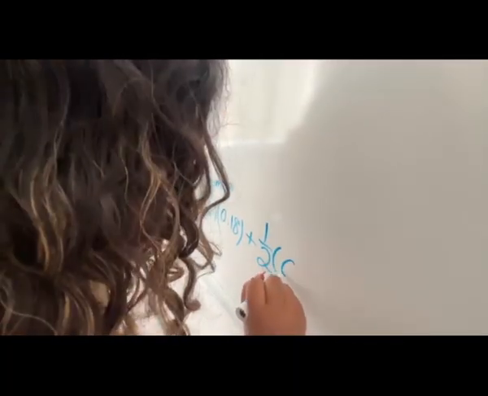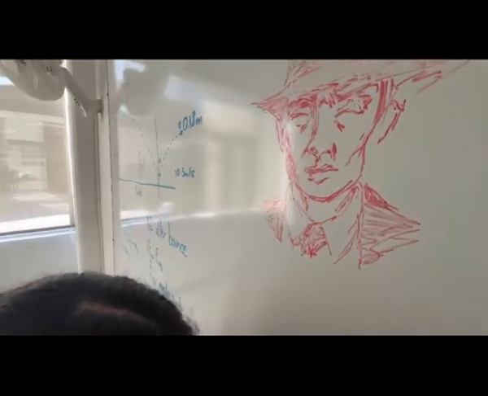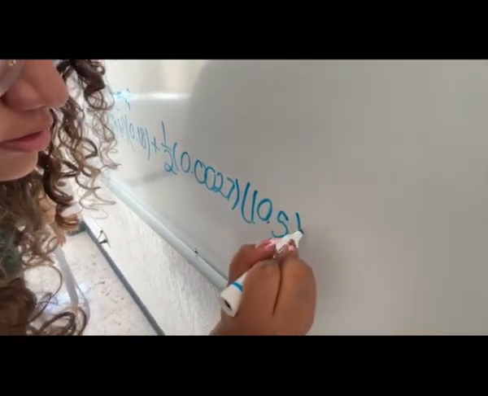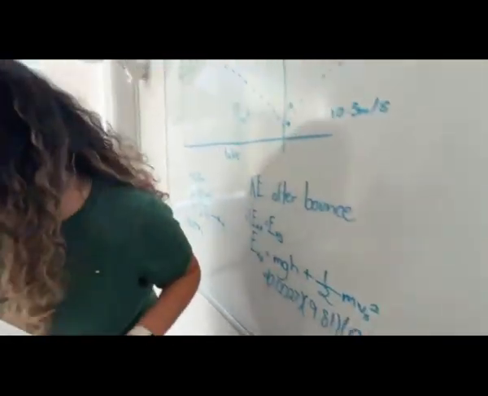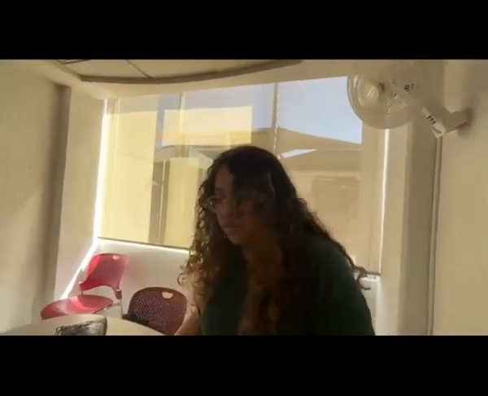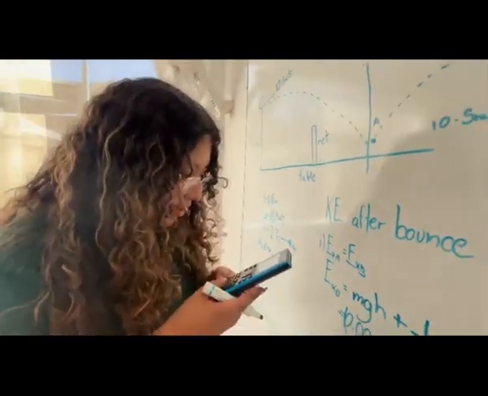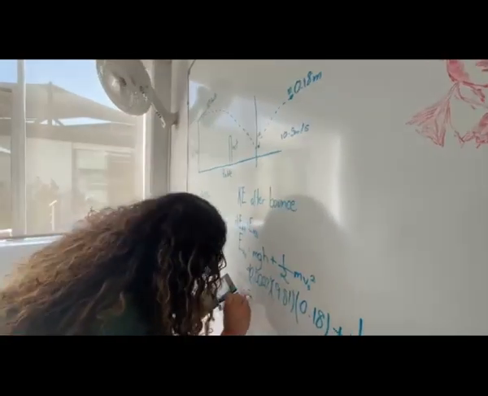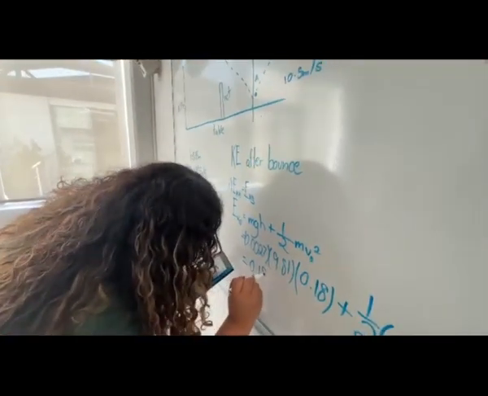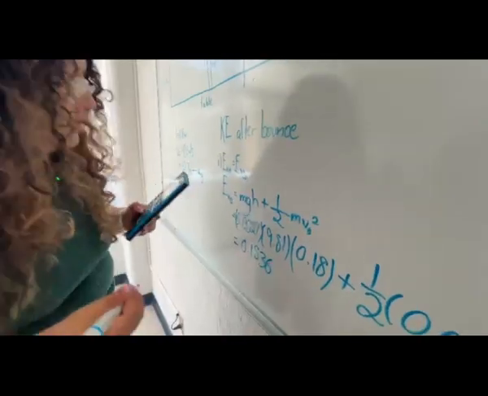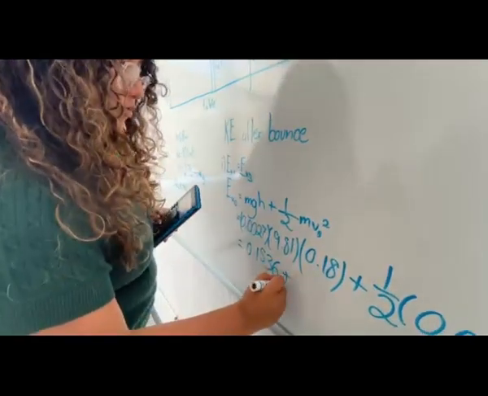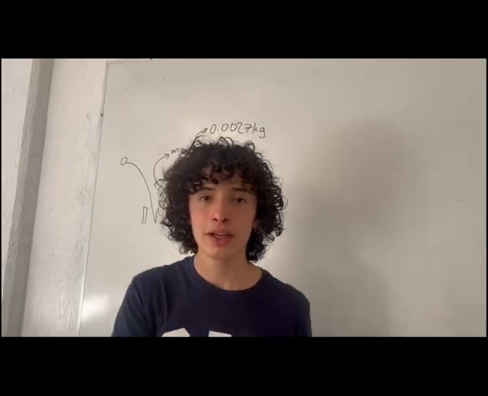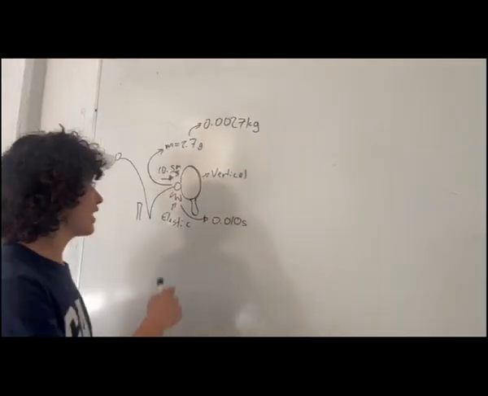1/2 the mass, 0.0027, and its velocity squared. So we're going to plug all of that into our calculator, and we are going to get 0.1536. And that's it for the first part. Now let's move on to the next exercise.